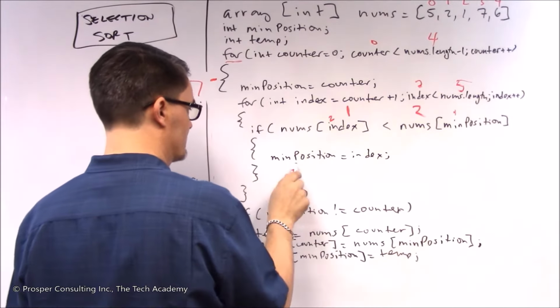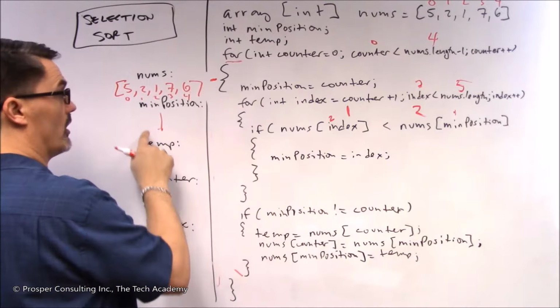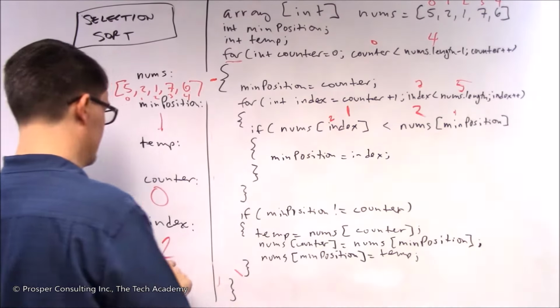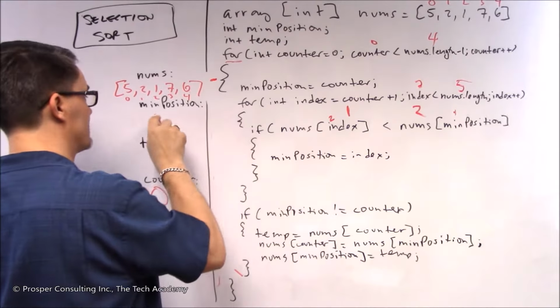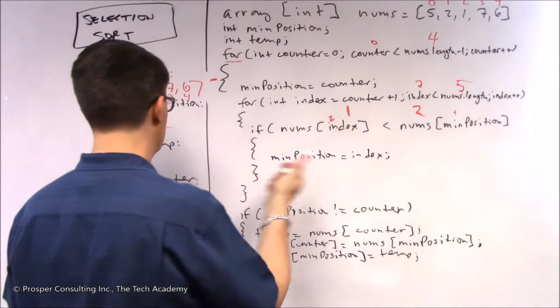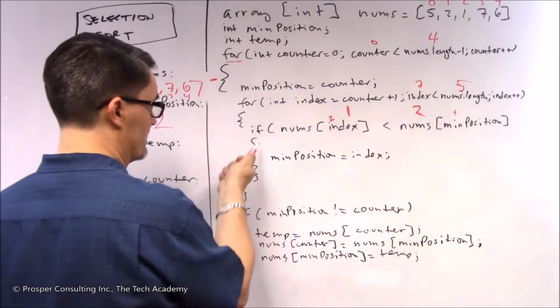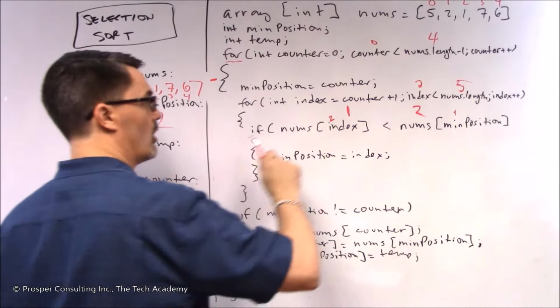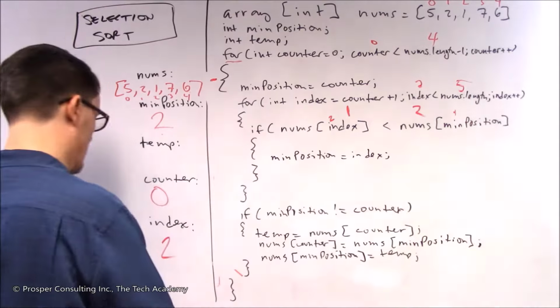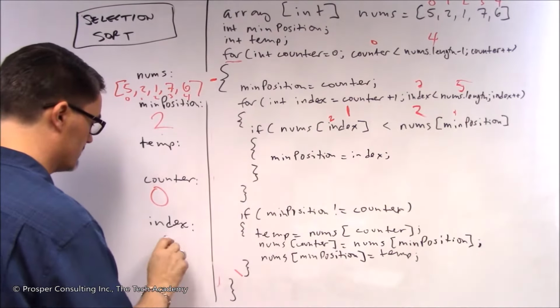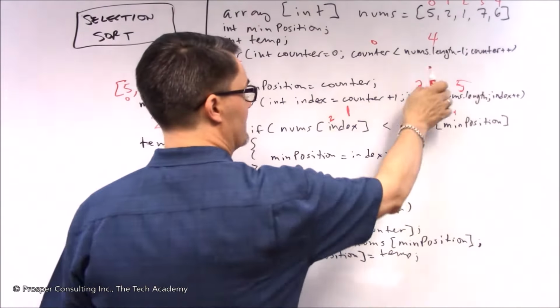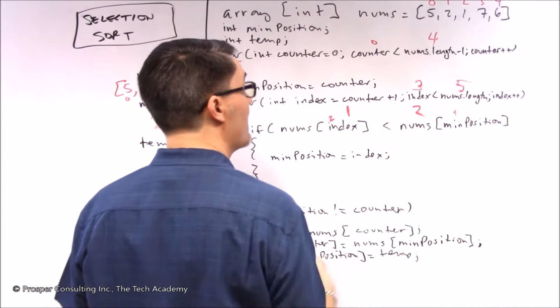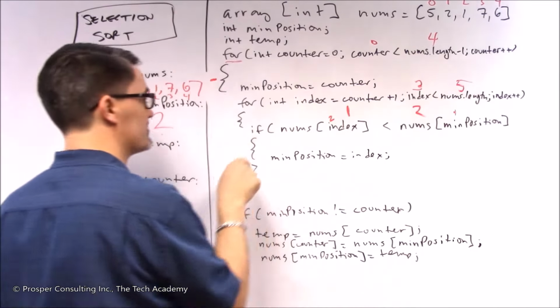And all it does is it takes min position, which currently is equal to 1, and it sets it equal to the value of index. Index is equal to 2. So our minimum position variable is now 2. OK, good. Now we're done executing this if code block, and we are done executing this loop for right now. So we go and we increment index by 1. Index now becomes 3. And we check, is index, which is equal to 3, less than 5? Yeah, 3 is less than 5. So we are going to do this loop one more time.